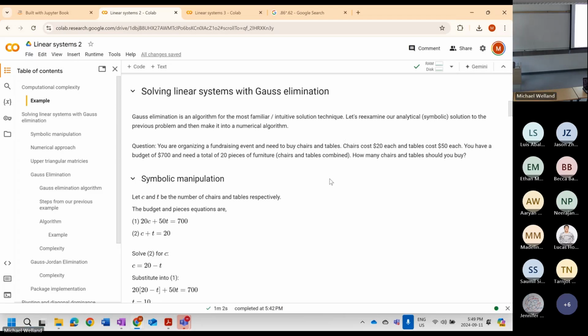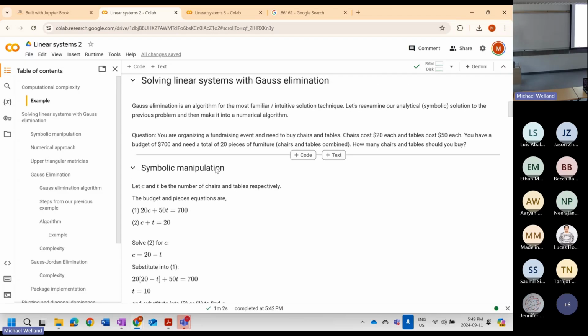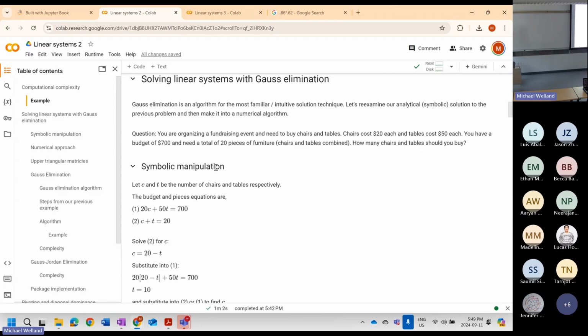Okay. Gaussian elimination is the methodology, the algorithm form of what we would do naturally, to be honest, right? So when we go back to the question from 2 days ago, chairs cost 20, tables cost 50, we have a budget of 700, 20 pieces of furniture total, right? The way that we would normally do that, if we're just staring at it with our monkey brains, is to rearrange the second equation.